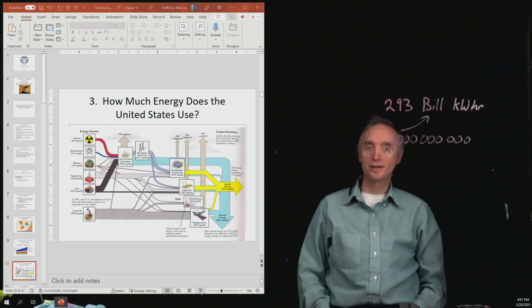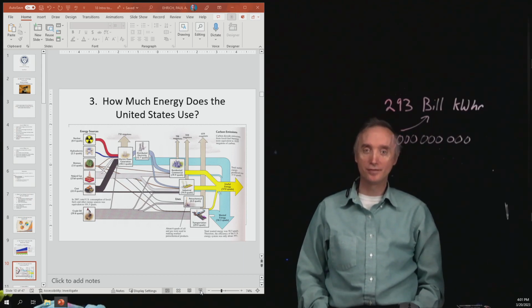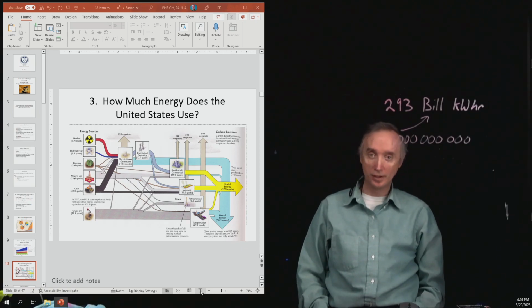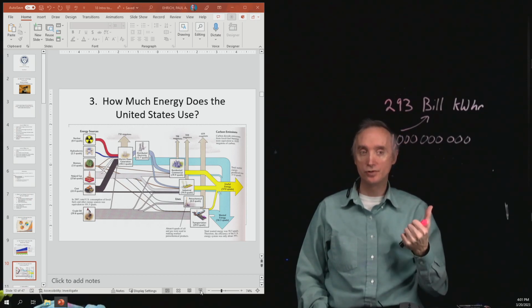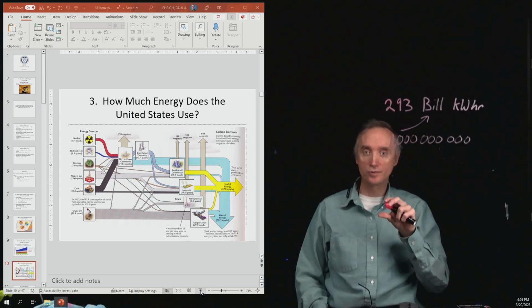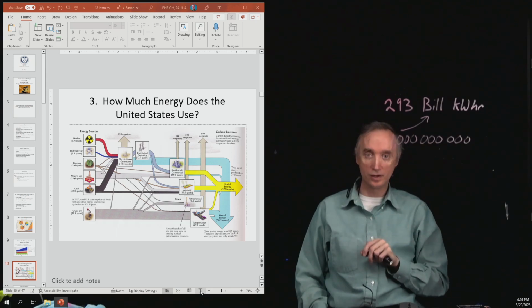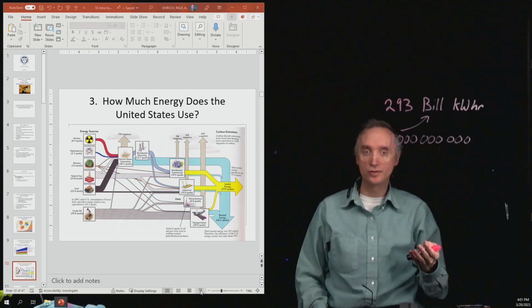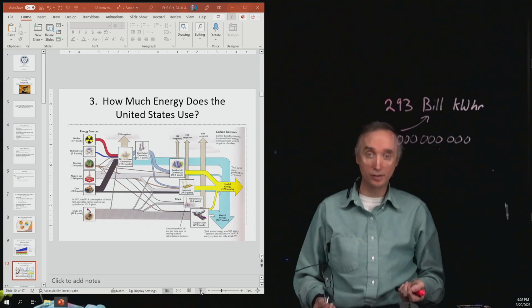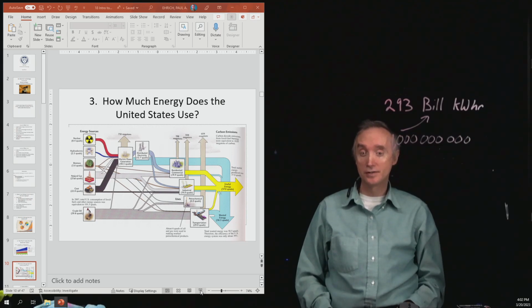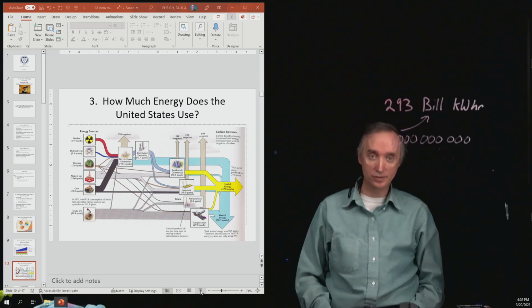So how much energy does the United States use? Again, this is a very complicated graph, but it shows that we use nuclear energy, coal, oil, and natural gas, and then it shows where those various kinds of energy go. Some of that energy goes into gasoline for automobiles. Some goes to power plants to make electricity. Some goes to manufacturing plants that make products, for example. If you want to look at that in more detail, you can.